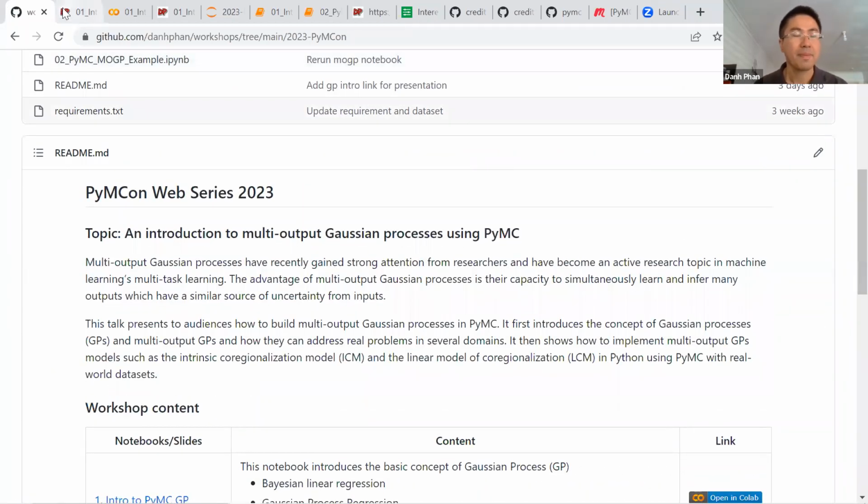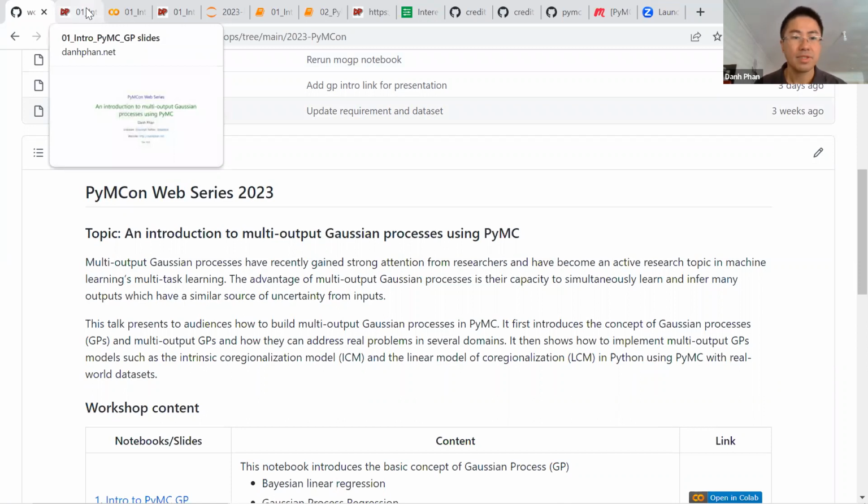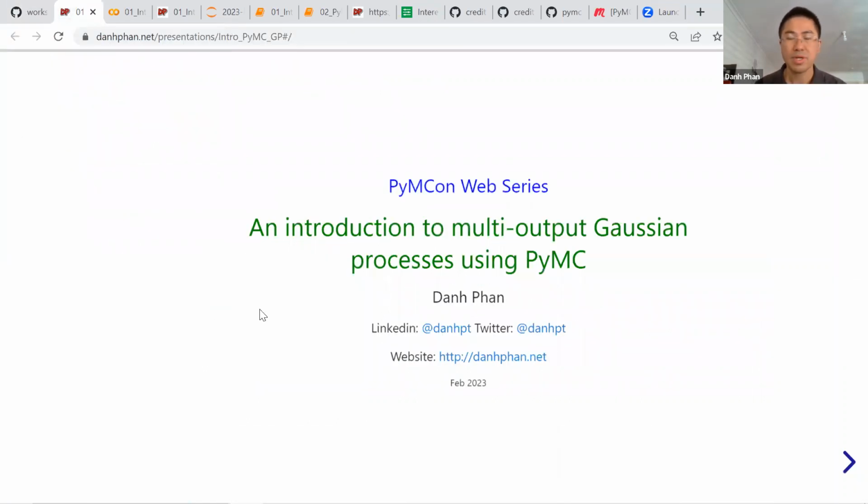All right, let's start with the first part, the introduction to Gaussian processes.